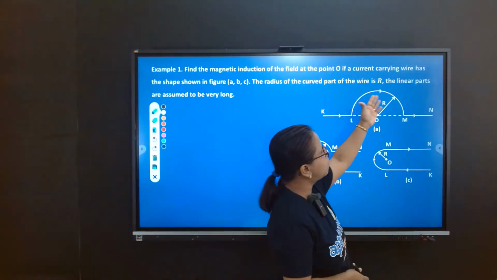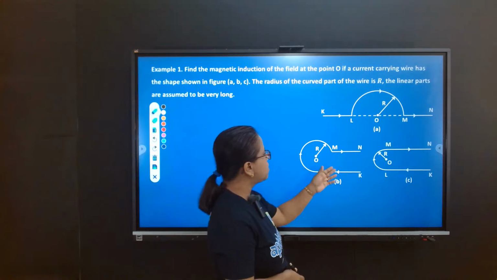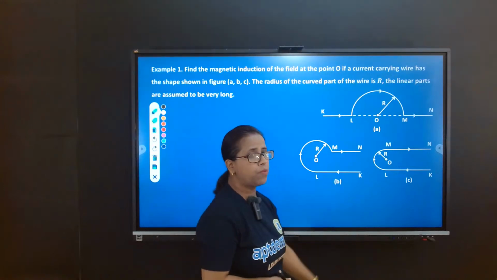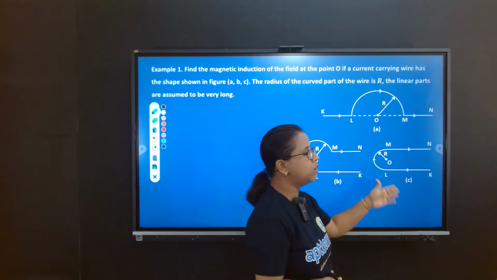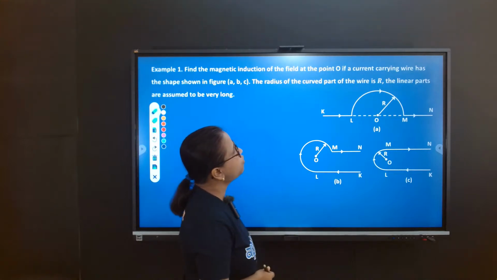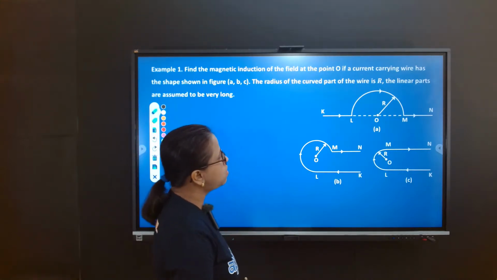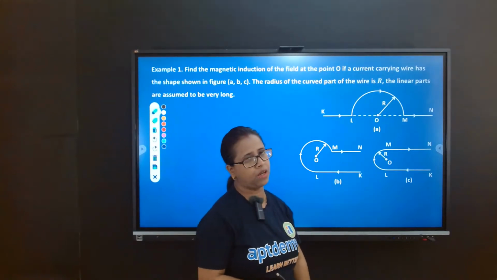For the first part, the curved portion is LM. For the second figure, it's again LM, but the shape is a bit different. And for the third part, again, it is a semicircular arc LM. Now we are to find out the magnetic induction at the point O for each of these three figures.